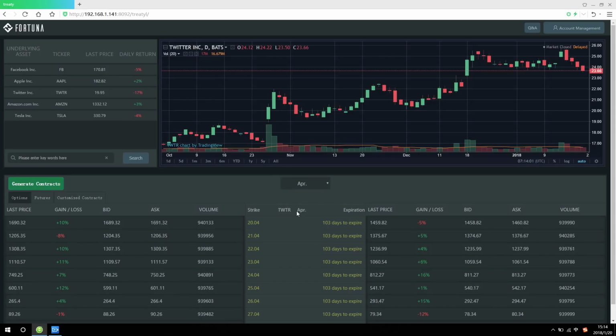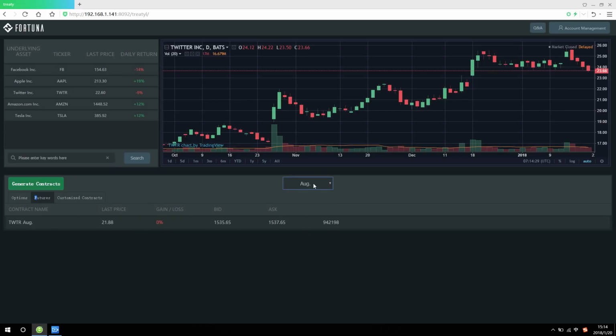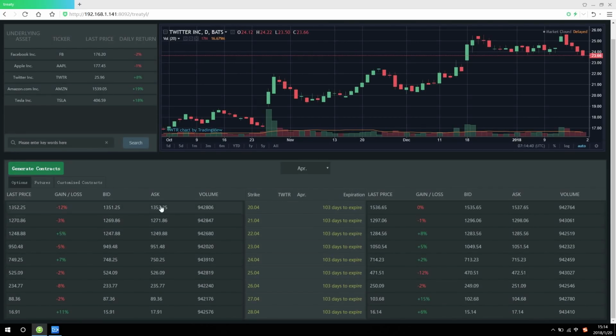Let's take a look at the options. For example, we have Twitter April contracts listed here. We have a list of strikes here, and time to expiration here. And to the left, we have call contracts, and we have put contracts on the right. And for each contract, we have the last price, gain, loss, bid and ask, and cumulative volume currently. And for futures, since we're just listing regular standard futures, we only have 1 contract per month, and that's typical for futures trading.